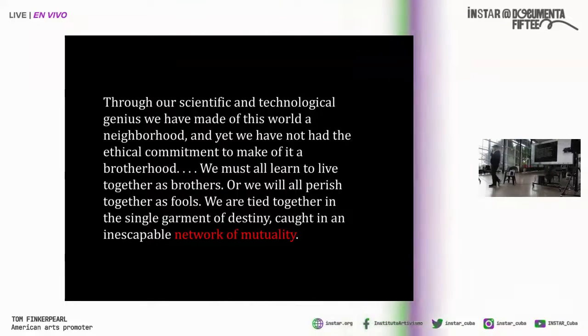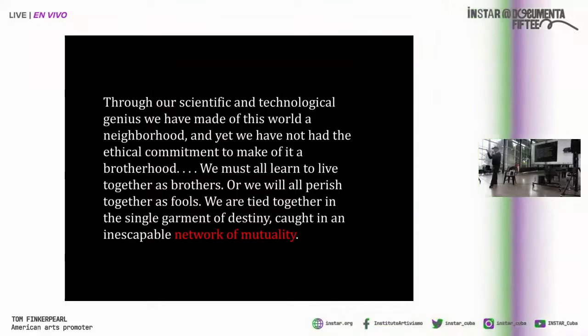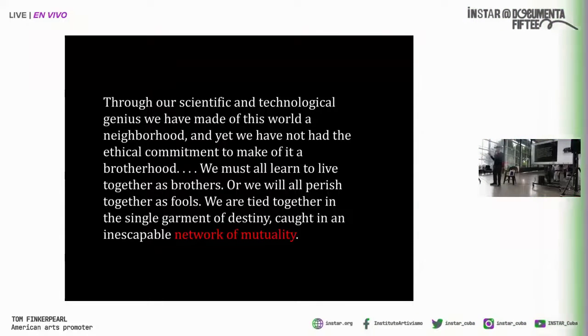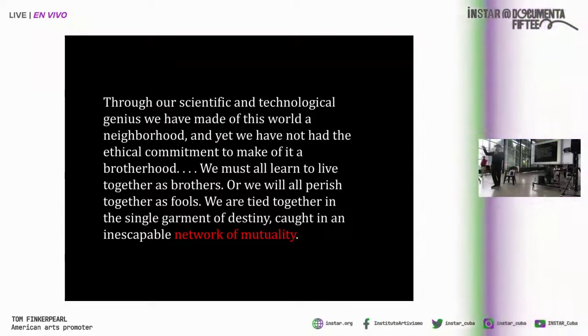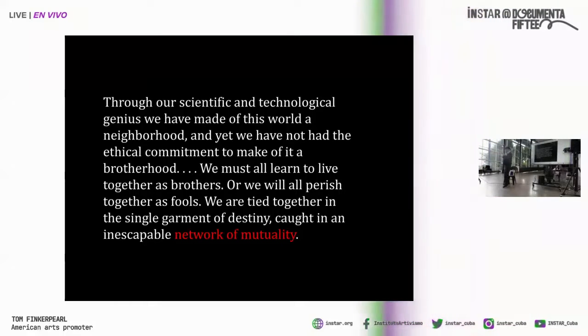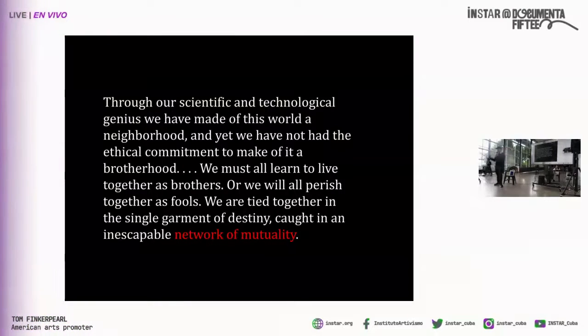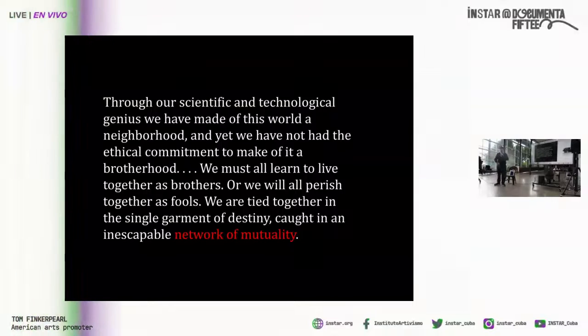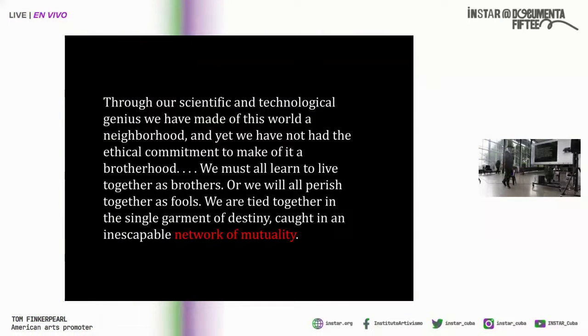So that idea that a network of mutuality was going to be the way that we were going to heal some of the problems that we had in the United States was in the air. It was in the air in racial politics. It was in the air in politics against our intervention in the war in Vietnam. And very importantly, I think, for this discussion, next slide, please.